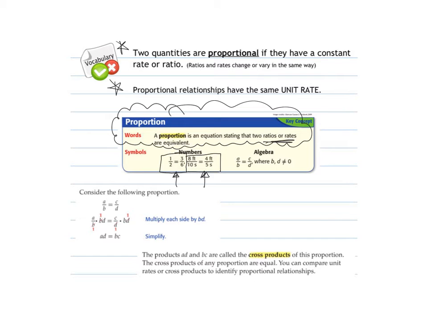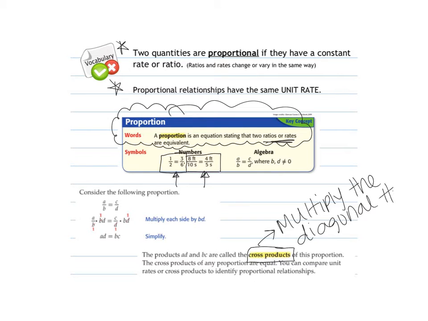Cross products are when we multiply. So you want to just write down cross products, and I'm going to write this differently. This is when you multiply the diagonal numbers in a proportion. I'm going to show you some examples on cross products, so we're going to skip this right now and go on to problems, and we'll talk more about cross products. So you should have proportion written down and cross product written down.